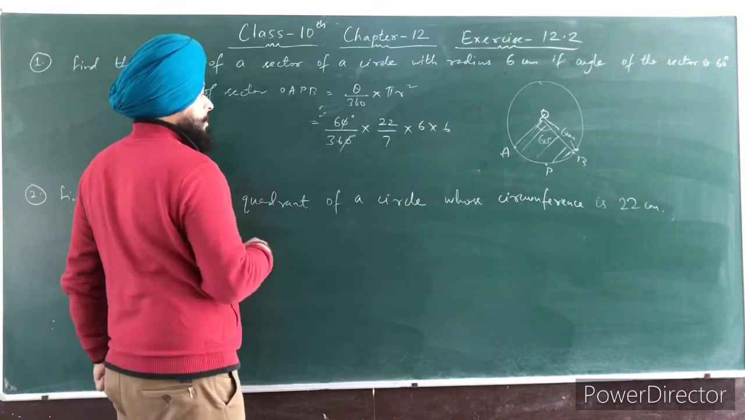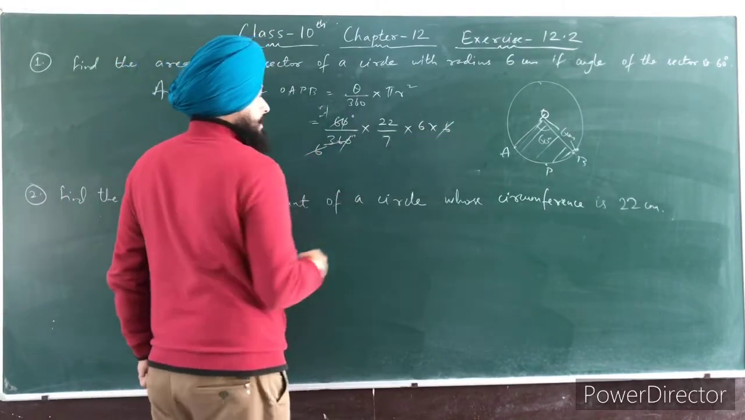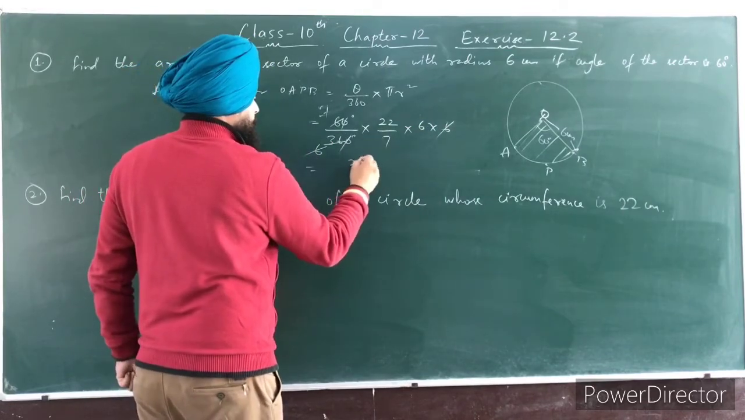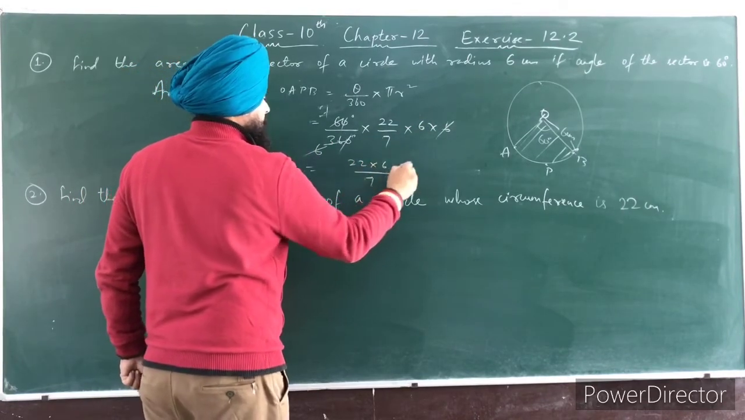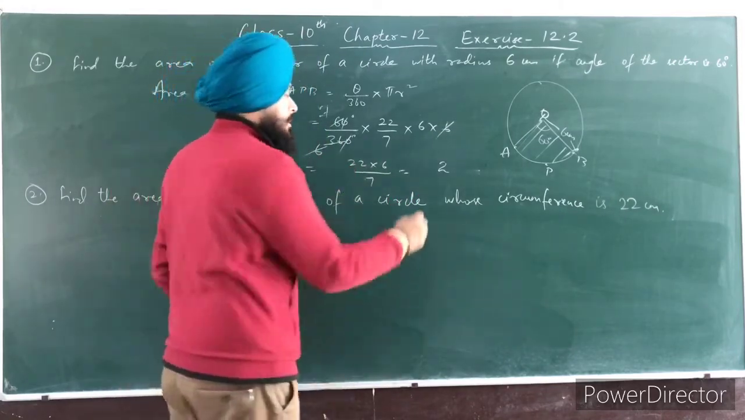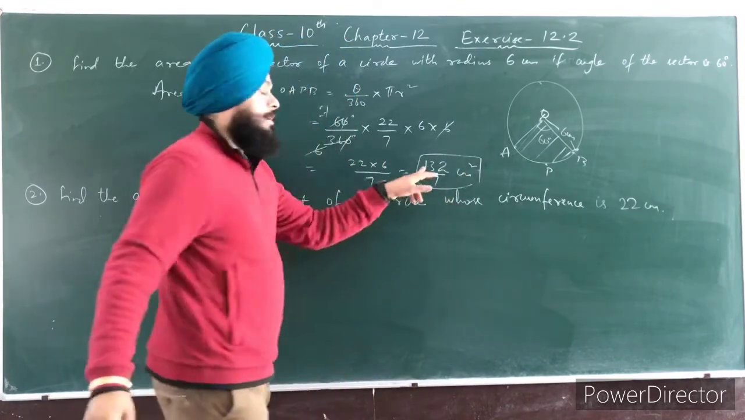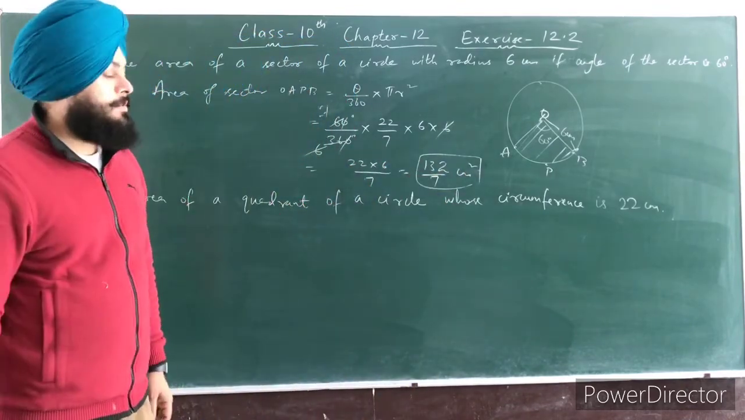Now solving this, 0 0 cancel. 6 from the 6 6 are 36, 6 6 cancel. So what is left here? 22 into 6 over 7. So 6 2s are 12, 1 carry. 6 2s are 12 plus 1, 13. So what's the answer? 132 over 7 centimeter square.